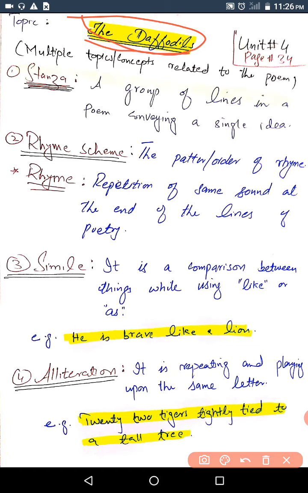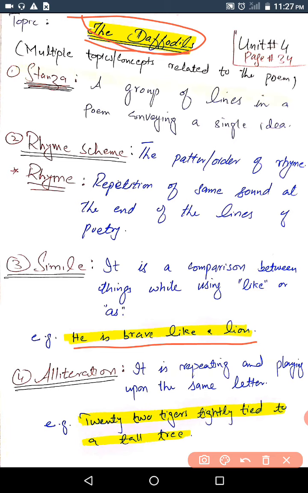And simile is a poetic device, a figure of speech in which there is a comparison between two things while using the word like or as. This is very common in our society. People say he's brave like a lion. So when you compare the man, he, with the bravery of the lion while using like, now this whole sentence is a simile. Okay?